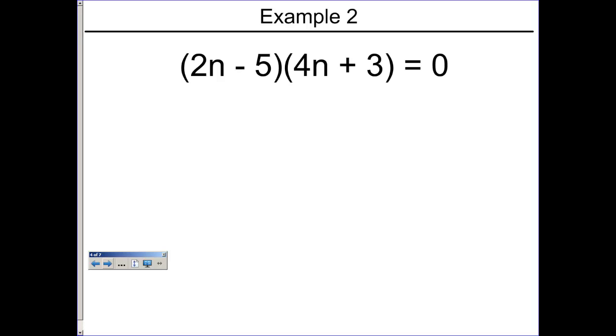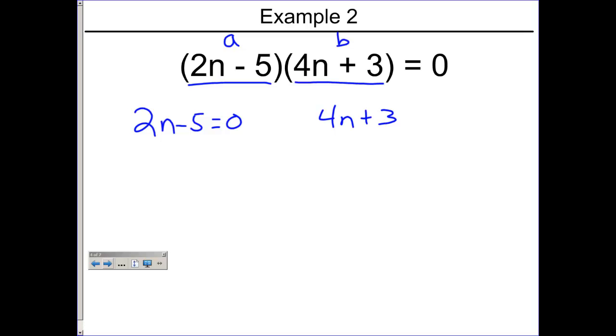Next example, 2n minus 5, that whole thing is multiplied by 4n plus 3. So I can call this A, I can call this B, and the whole thing is supposed to equal 0 when multiplied together. Well, that means that this expression is equal to 0: 2n minus 5 equals 0. I'm going to see what value of n caused that to be 0. And this one over here could equal 0. So I'm going to force this expression to equal 0 and see what value of n caused that to happen.